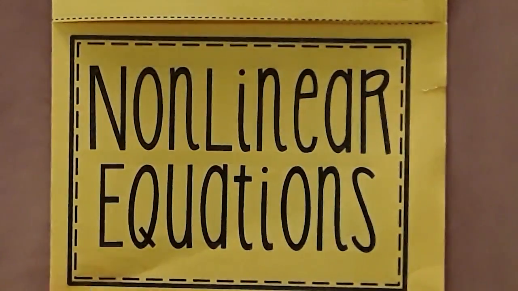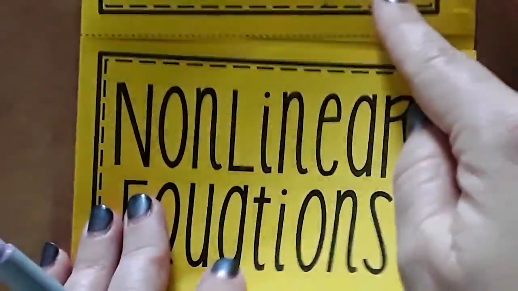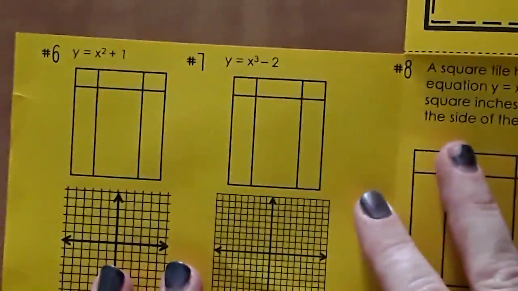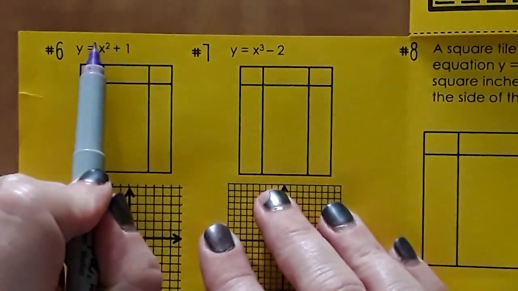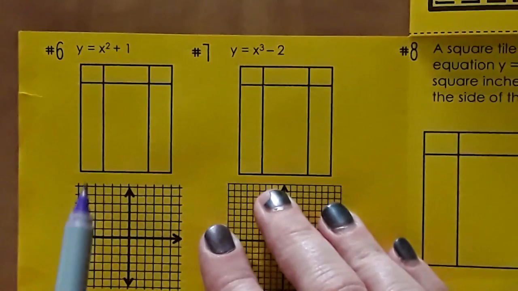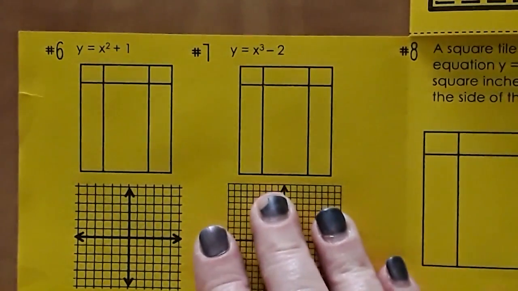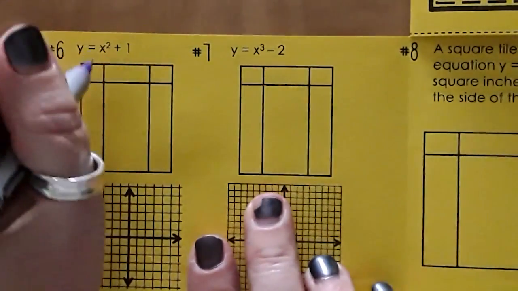All right, let's talk about nonlinear. Nonlinear means that it's not going to be a straight line. So let's start out with our equations. I told you before that as long as the x is to the first power, it's going to be straight. If we notice here, this is to the second power. When I see that it's the second power, I know that my equation is going to end up making a u on the graph, or what we call a parabola.